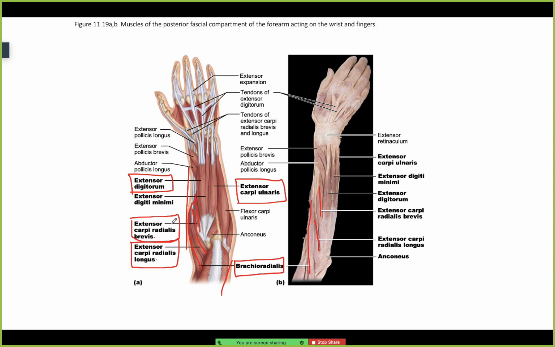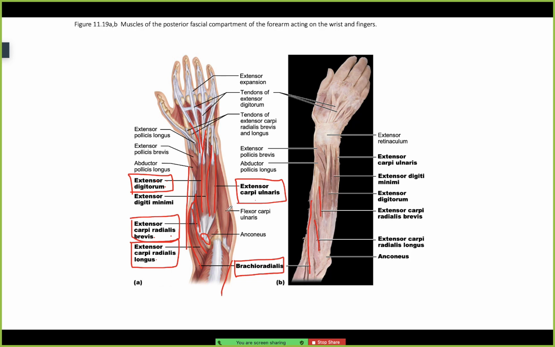Next to that, you have what's called the extensor digitorum. It extends the digits. It might help to start from the digits and follow that tendon down to the muscle right there. Next to that, extensor carpi ulnaris. I do want you to notice that all three of these muscles have the same tendon and the same origin right over here. But they do branch off and they become three different muscles.